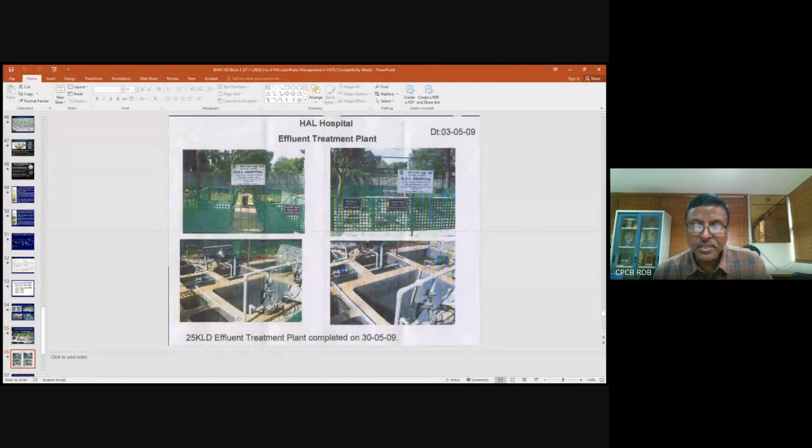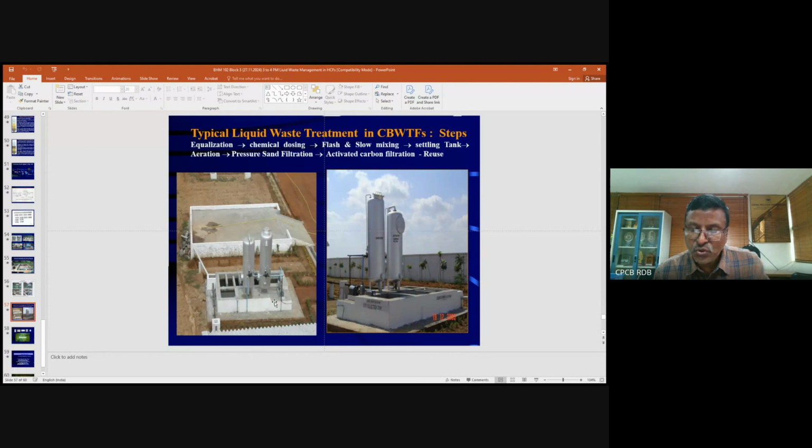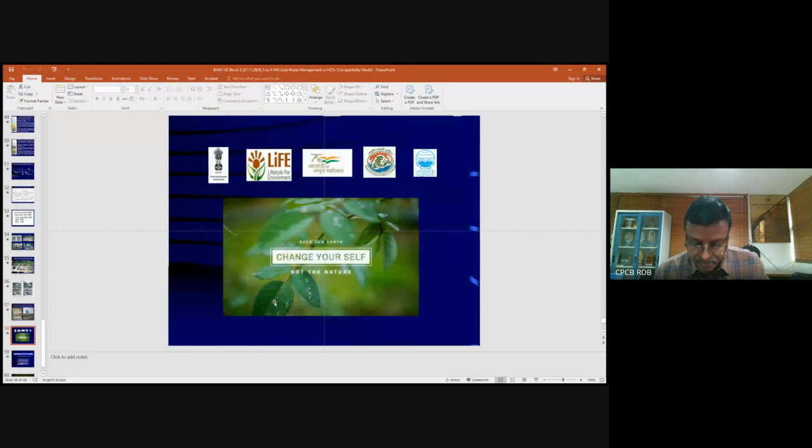This is one of the hospitals, HAL hospital, where there is a full-fledged treatment plant. All the wastewater is properly treated and discharged. Therefore, all the wastewater generated has to be treated before disposal. Only treated water has to be discharged into the environment. It may be a drain also, so that you are compliant with the requirements.